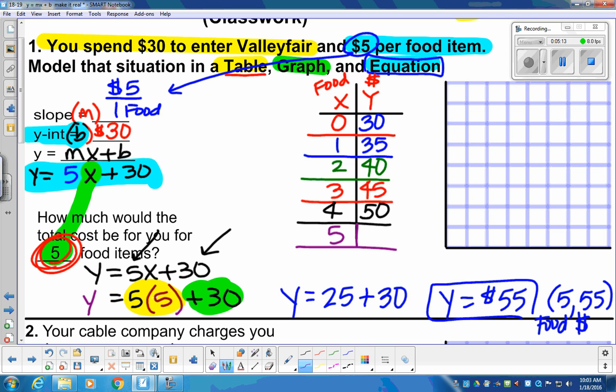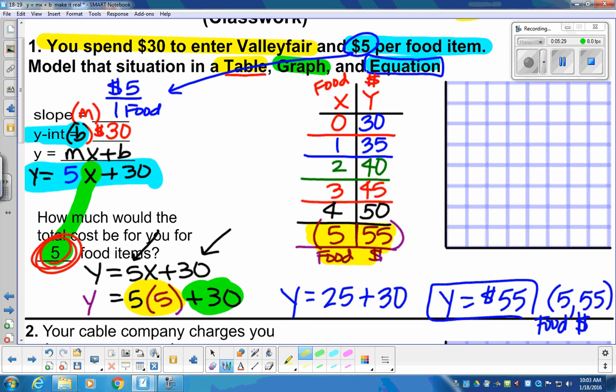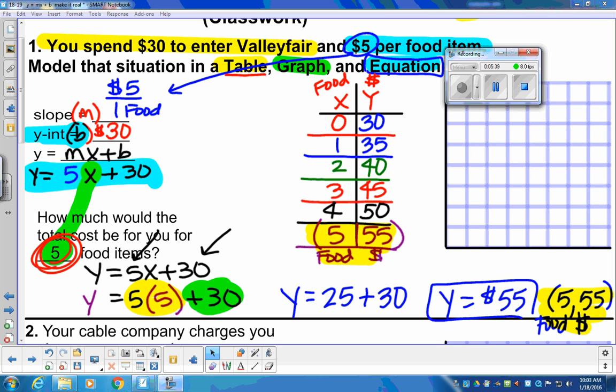And then the most important one, the one we're looking for here, is 5. What if I want to buy 5 food items? 5 food items, $5 a piece. That's $25 for food. Plus $30 to get in, I would need $55. So there's the same coordinate of 5 food items is $55. So we have a match so far. We have a match in our table. It matches what we said in our graph, that it would cost us $55 if we wanted to buy 5 food items. So this lesson today is about making it real into a table, a graph, an equation.